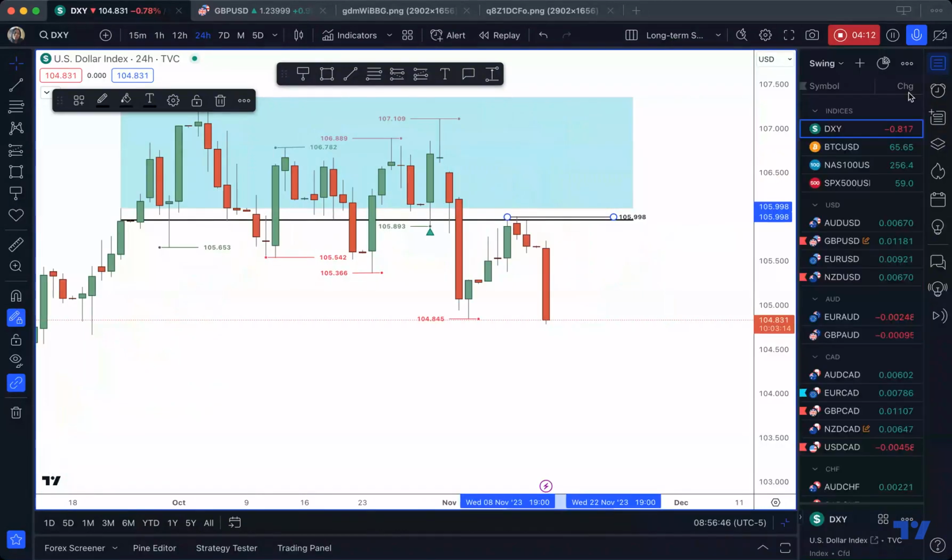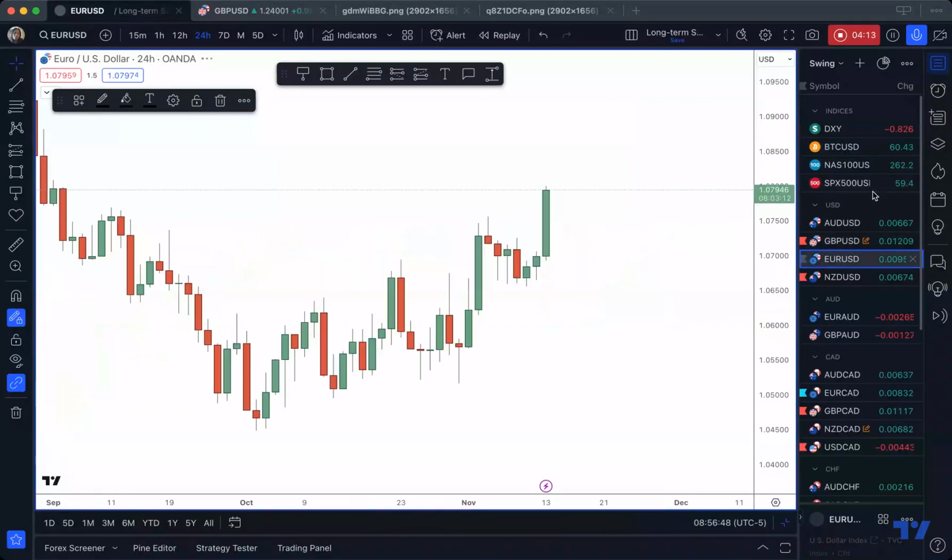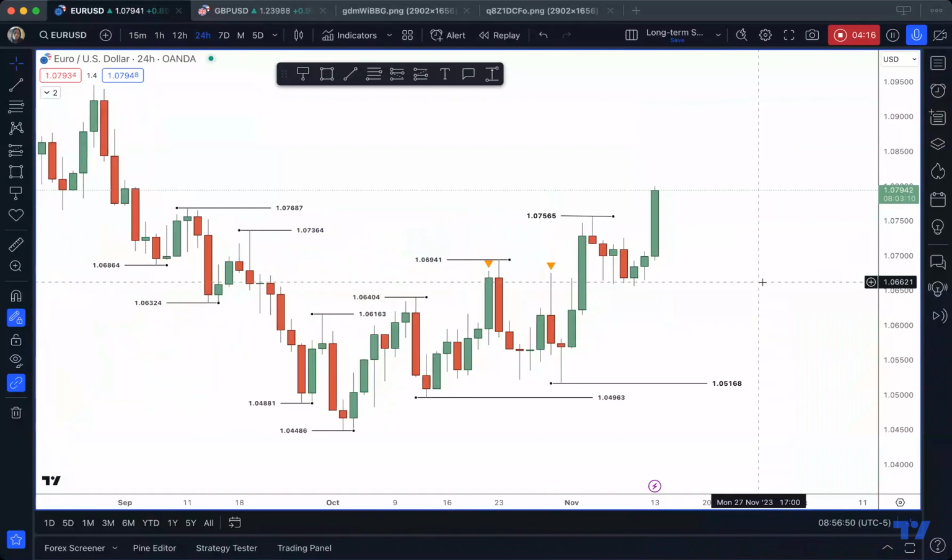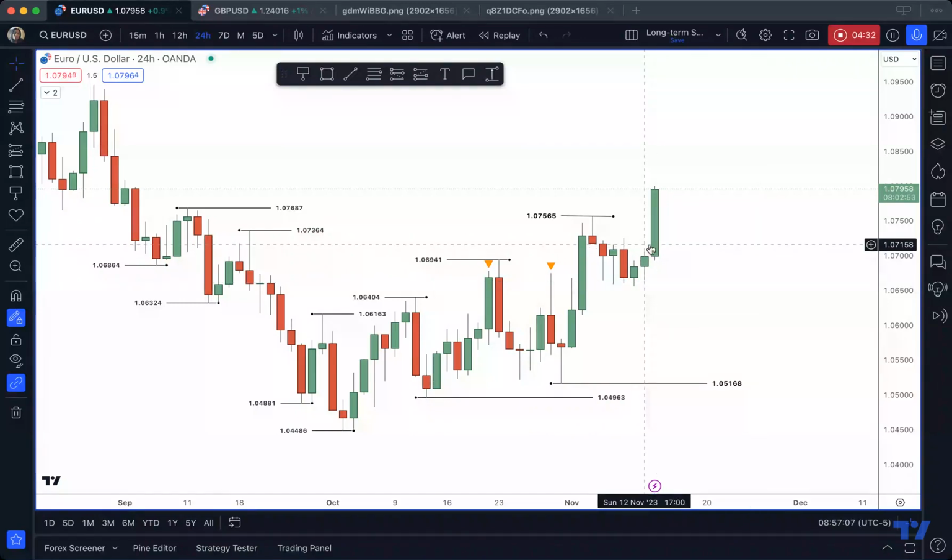Now, let's update a currency pair. This is going to be Euro USD. Why are we going to update this currency pair? Because this is an inverted reflection, or a mirrored reflection, or a negative correlation with Euro and the dollar. So Euro USD and the dollar move opposite. What one does, the other does opposite. And as you can see, since the dollar made a new low, guess what Euro USD did? It just made a new high.